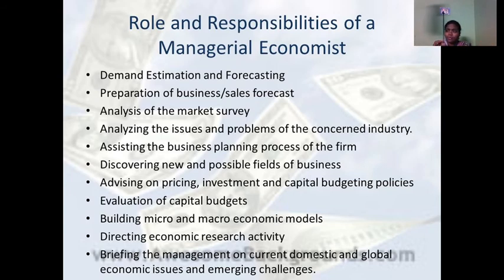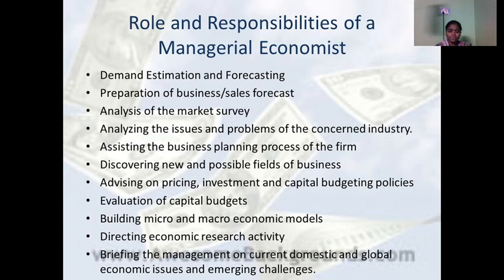They have to identify the price of the product. How much price can we fix, where we are going to invest, the capital budgeting policies, all these things he must know. Then evaluation of capital budgeting. That means in capital budgeting, we are investing the money for a particular period of time, and we are struggling to generate the money from that capital investment.